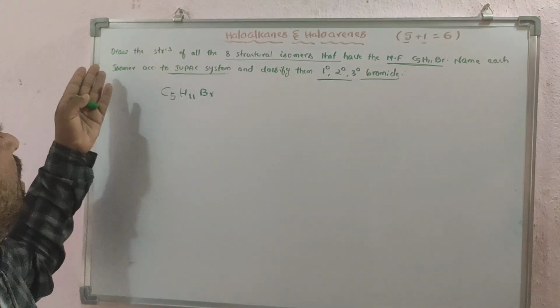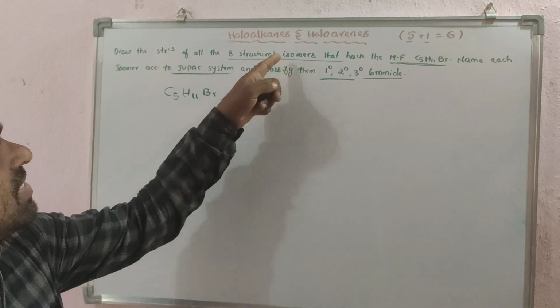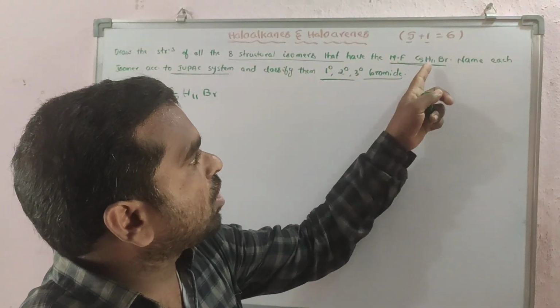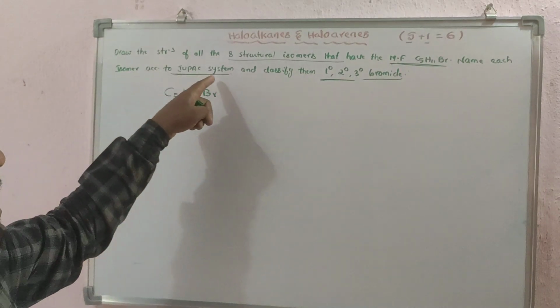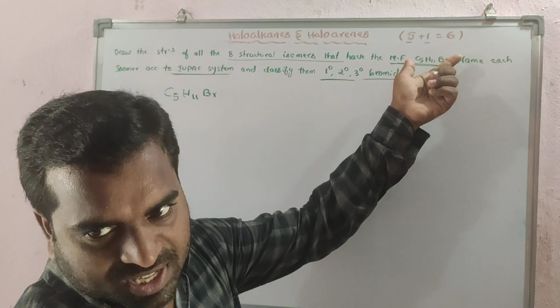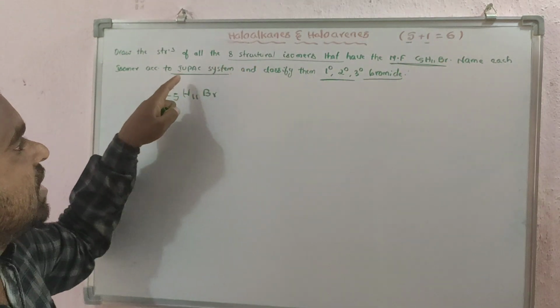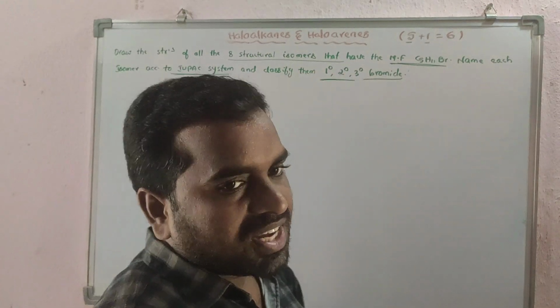So, continuing, we answer a textbook question. Draw the structures of all 8 structural isomers that have molecular formula C5H11Br and name each isomer according to the IUPAC system. You have to write the 8 structural isomers for this compound, then write each isomer's IUPAC name and classify them as primary, secondary and tertiary.